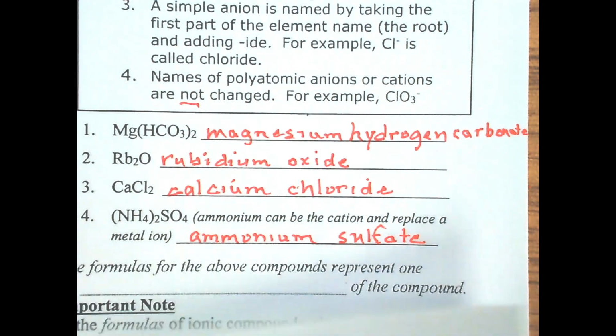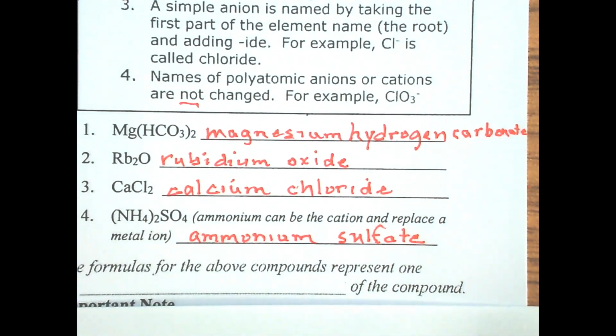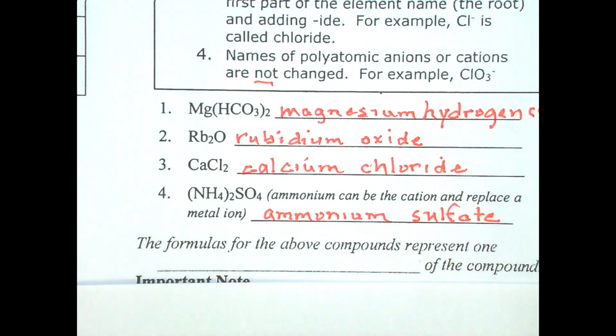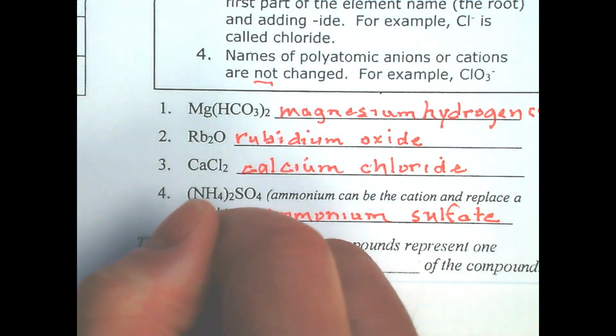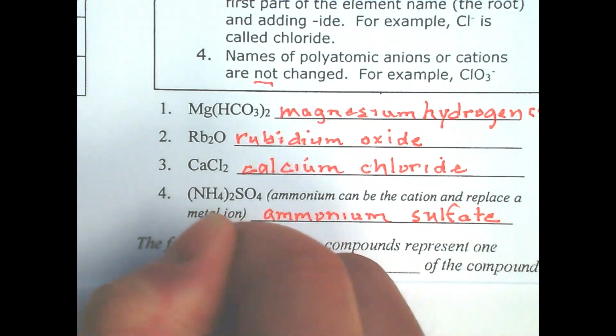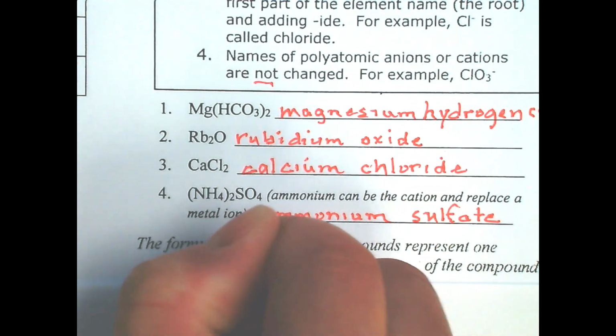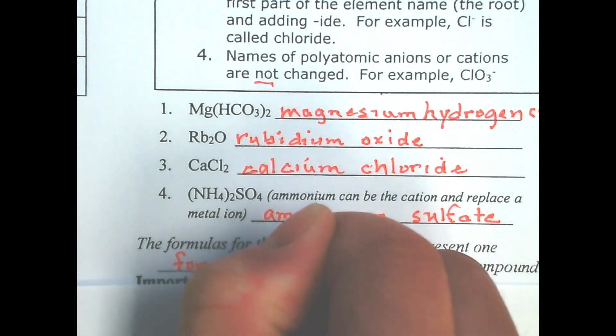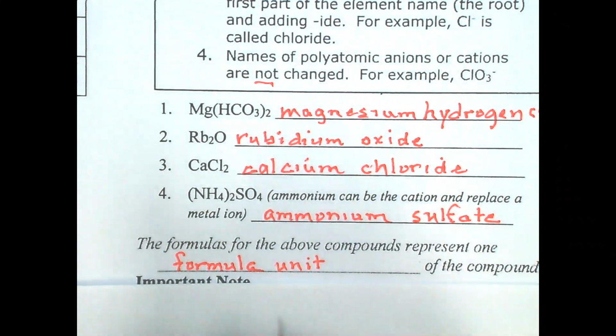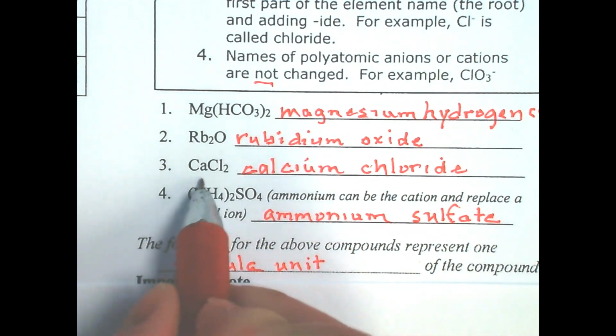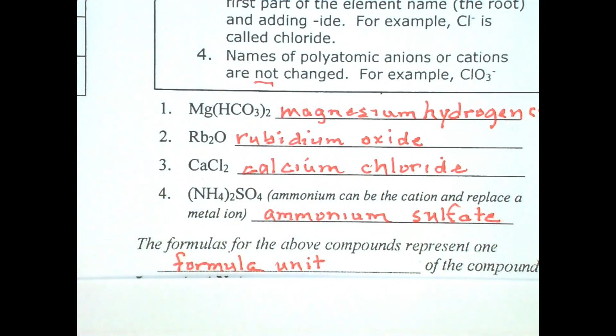Okay. The formulas above represent one. These are ionic compounds, and so we talk about formula units. And we discussed that in the last lesson. So each of these would represent one formula unit of that compound.